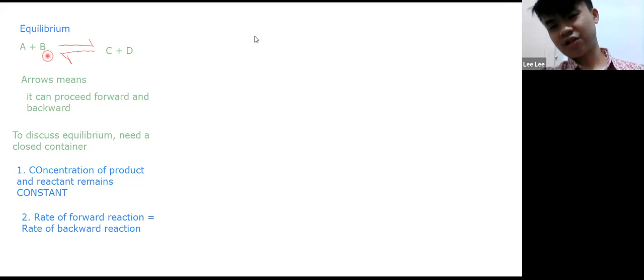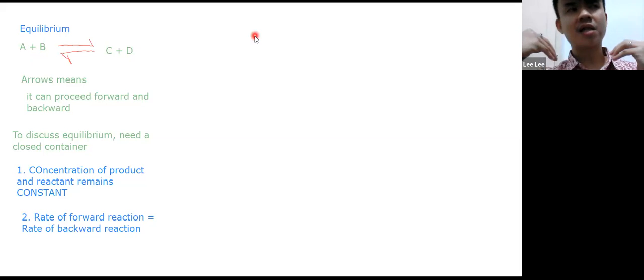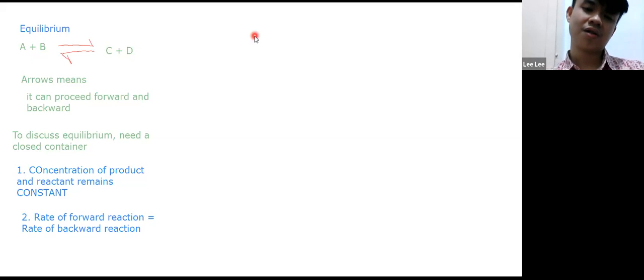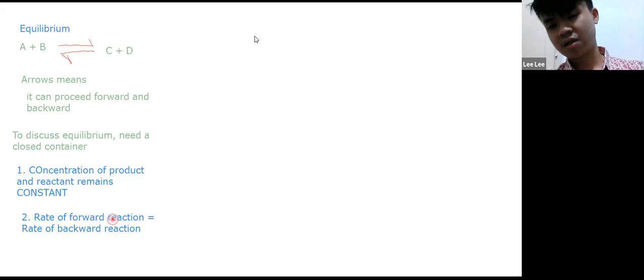So when will this reaction stop? When the reaction stops, it means they have reached equilibrium. It means the rate of the forward reaction and the rate of the backward reaction are the same. At the first time, when you react this, it's not constant. They will go forward first, then find their own balance point. But to have this discussion, you have to make sure it's a closed container. If it's not closed, you will lose some of the reactants or products. They will escape into the air, and they cannot reach equilibrium.